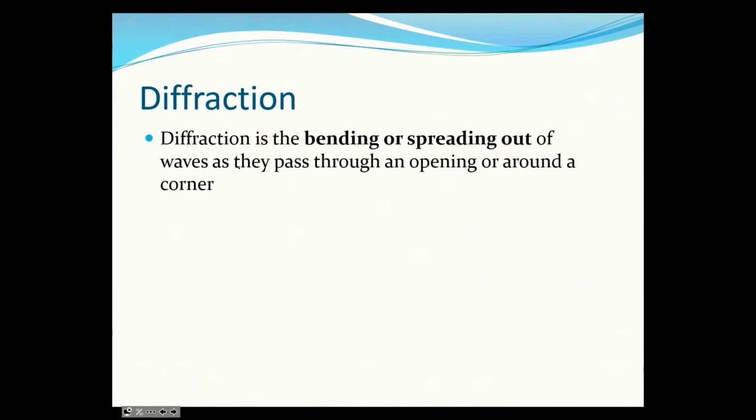So the last thing that we need to know is diffraction. This is kind of the weirdest one that people have a little bit of trouble with. So what diffraction is, it's the bending or spreading out of waves as they pass through an opening or around a corner. So waves diffract, particles do not diffract. Okay? And we'll talk about what diffraction looks like. I'll draw a picture on the next slide.